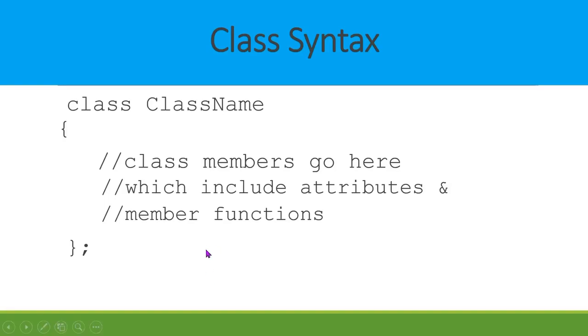Here's the syntax of a class. It looks exactly like a struct, except we have the word class instead of struct. Then the class name, which should always start with a capital letter. Beginning curly brace, all the members, which are going to include our data members, attributes, and our member functions. Then the ending curly brace and a semicolon. So this is called a class declaration.